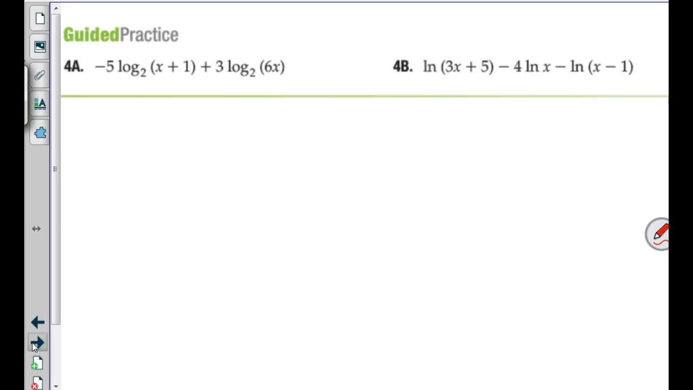Let's do a couple condense. Remember when it says condense, you want to write the word log once. Okay. So this is log base 2. Any ideas? Where does this 5 go? It goes in an exponent. And where does this 3 go? Okay.